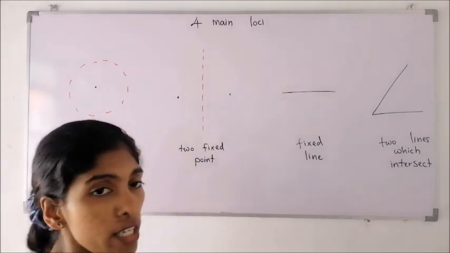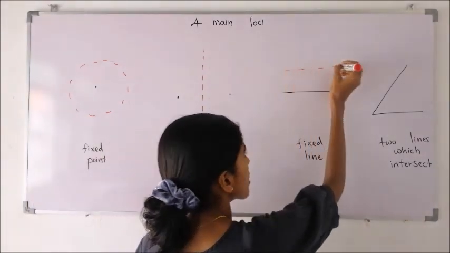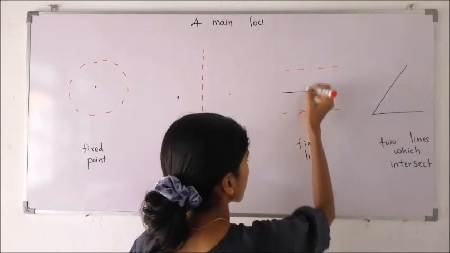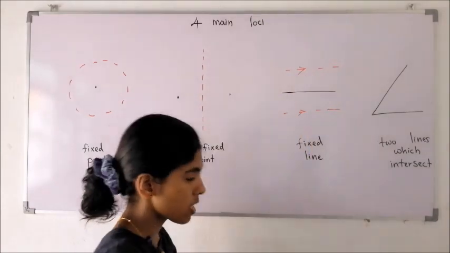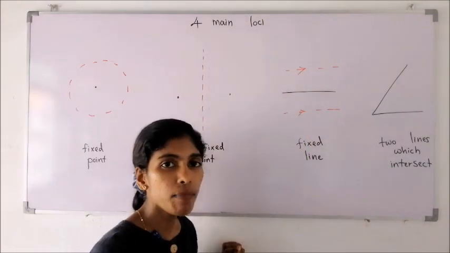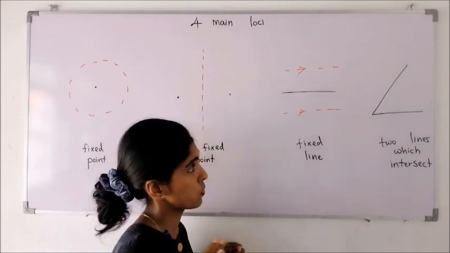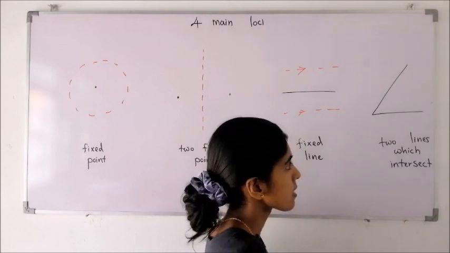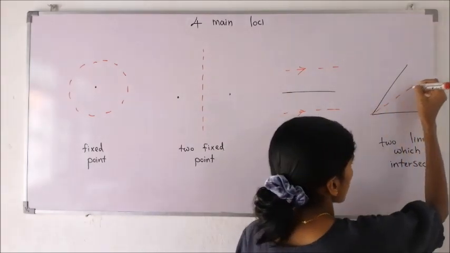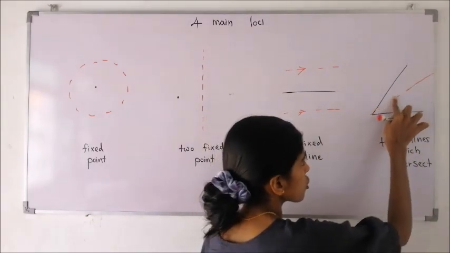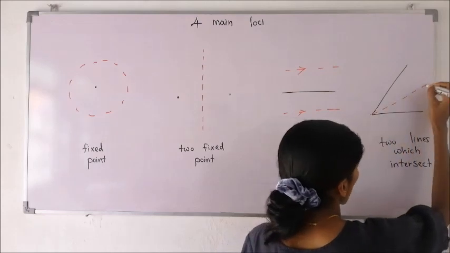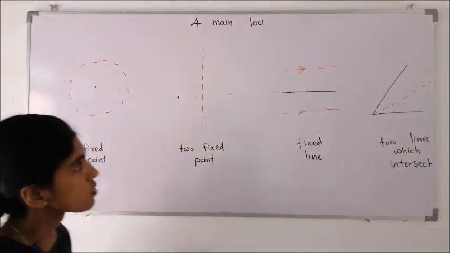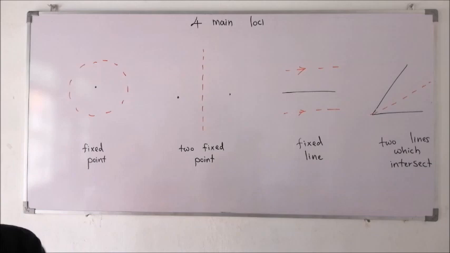Then if it is a fixed line, two parallel lines from either side. But this depends on the question. Sometimes we need to draw only one parallel line. It depends on the question. Next, if there are two lines which are intersected, that must be an angle bisector. From the middle it should go, the angle bisector. You know how to construct it. So remember these four main loci.